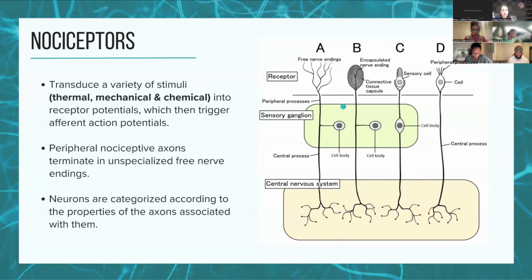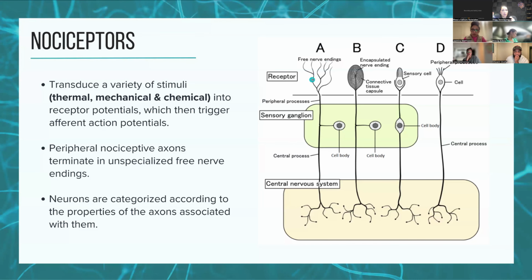Now, when it comes to nerves that are in your skin, there are different types of neurons that have different endings here. You could see these sensory cells, these encapsulated cells here that are for pressure. But when it comes to nociceptors, they're on free nerve endings. So there isn't anything special at the end. They're just called free nerve endings here. They're very unspecialized.